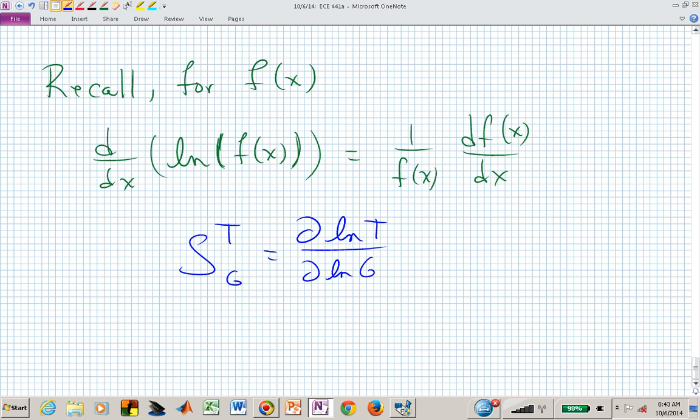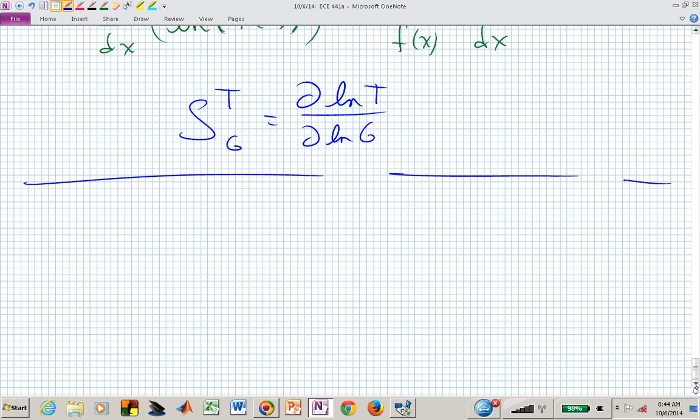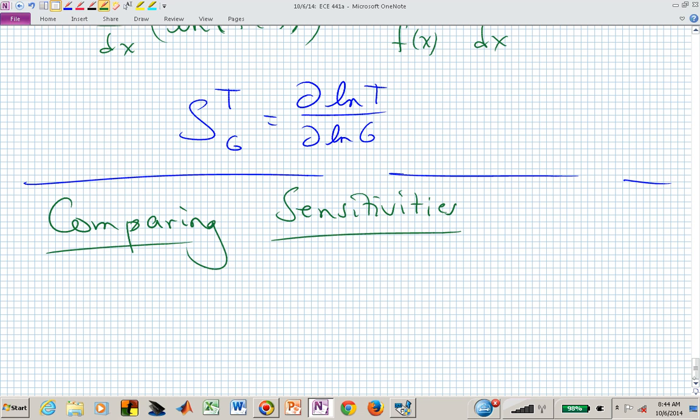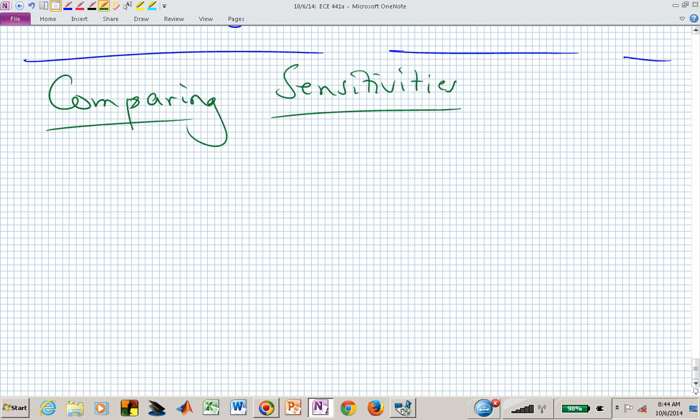Let's look at some cases. Let's compare sensitivities, and the first one is maybe a straightforward one. Let's now compare sensitivities. Let's do it with open loop versus closed loop transfer functions.